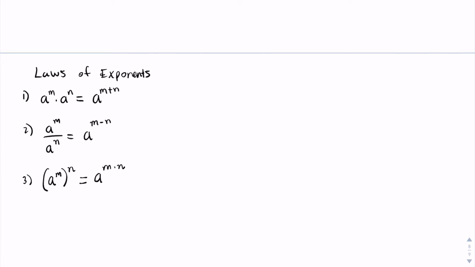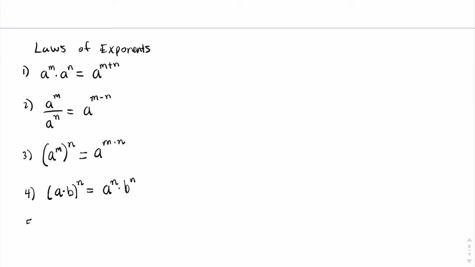And then we have this one as well, number 4. If you have a times b to the n powered, this will be equal to a to the n times b to the nth. This only works for multiplication, and it can also work for division, like this. A divided by b to the nth powered. What is this going to equal to? A to the nth divided by b to the nth.